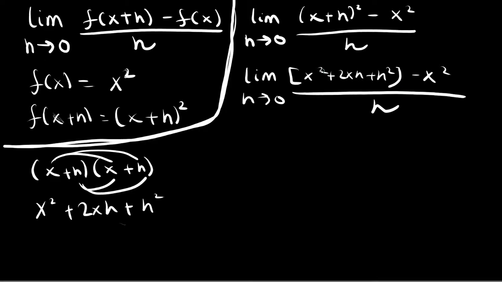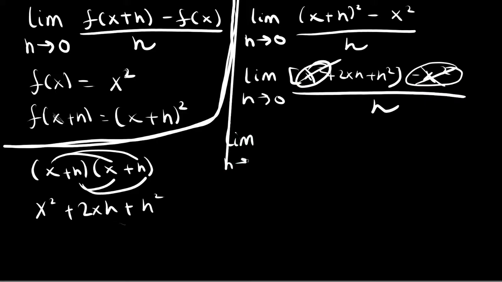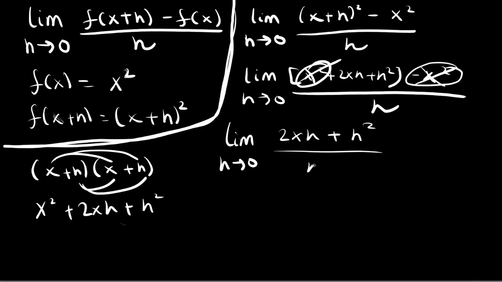Now from here, it should be pretty simple because it's just going to be basic algebra. So it's going to be x squared minus x squared, so you can just delete that. So we have limit as h approaches 0. Whoops, what just happened? h approaches 0. x squared, we know it's gone. So we can just put the rest of the terms here, 2xh plus h squared all over h.